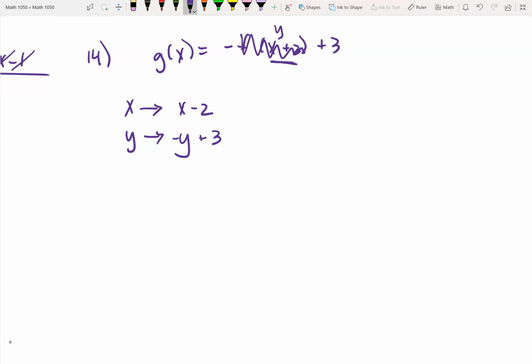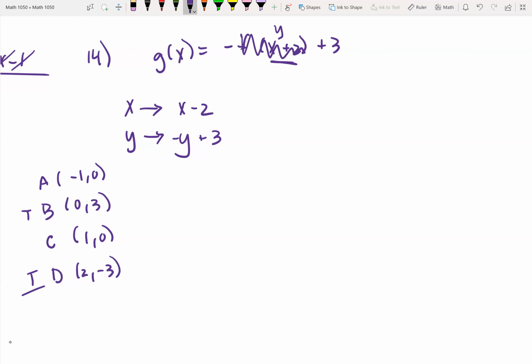Now look at those ordered pairs. So I have given you a ton. Negative 1 comma 0 is not a turning point. Point B is 0 comma 3, and that is a turning point. C is 1 comma 0, not a turning point. D is 2 comma negative 3, kind of a turning point. It turns just a little bit after that, so I'll go turn with a line underneath it. And then E is 3 comma 0.